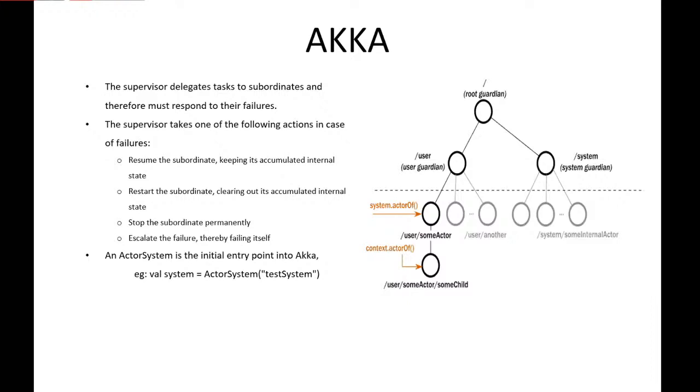So here we have seen the actor system is the entry point to an actor. Whenever we say val system is actor system, we create an actor system. If you see on the top here in the diagram, I'm saying root guardian, user guardian, and system guardian. These are the three actors that get created by default in the actor system, which manage the whole show.